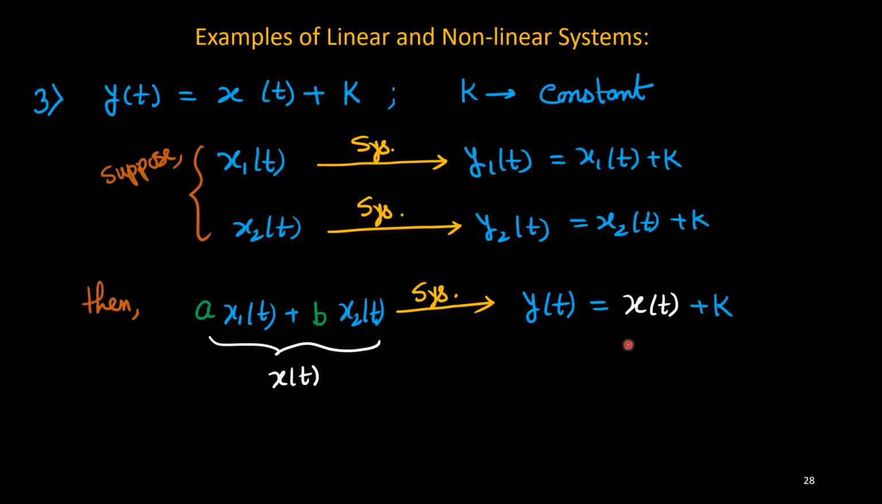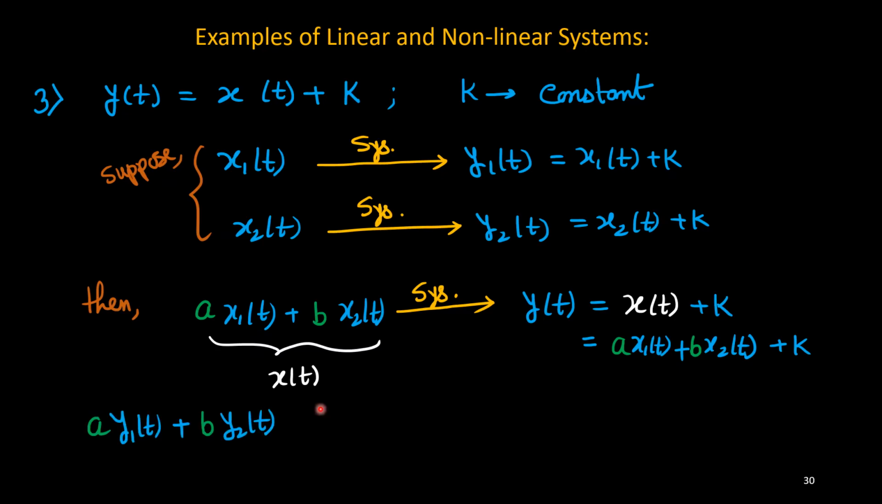Okay, so that thing again I have considered. Now we need to understand whether this y of t is again the linear combination of these two with the same factors, a y1(t) plus b y2(t). If it is the same, then only it is linear, otherwise it is non-linear. Now we need to replace this x of t, so I replace it with a x1(t) plus b x2(t) plus k. So this is the actual output of the system. Now we need to understand whether the linear combination a y1(t) plus b y2(t) has the same value as this or not.